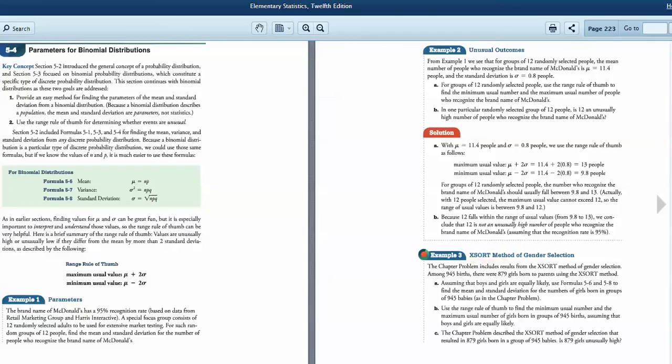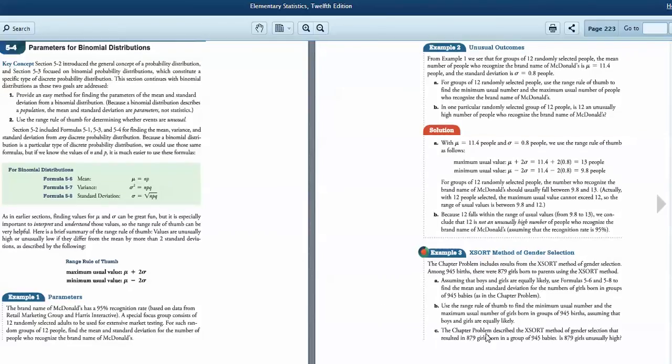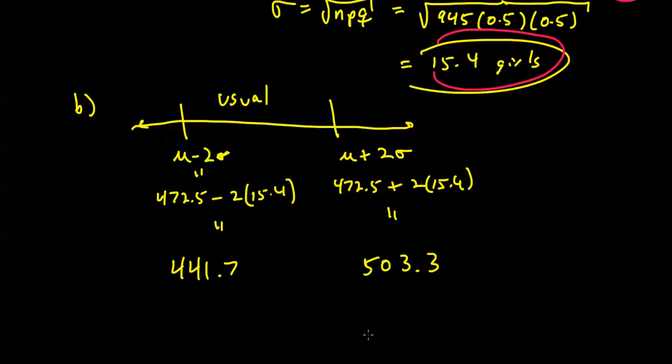Let's look at part C now. Part C, the bottom of the screen, bottom right. The chapter problem described the XSort method of gender selection that resulted in 879 girls born in a group of 945 babies. Is 879 girls unusually high? Well, I think I see something happening here. If you've got 879 girls, that puts you way in the unusual range.